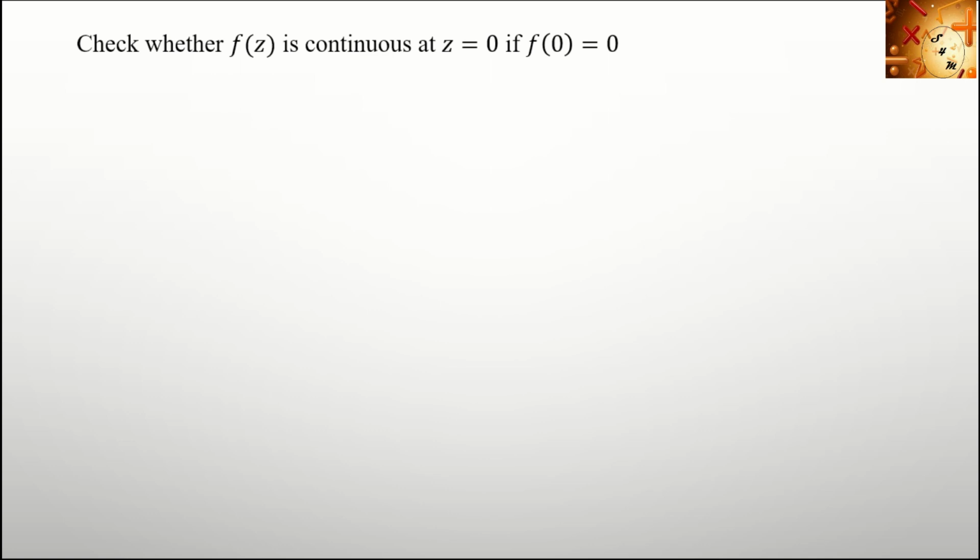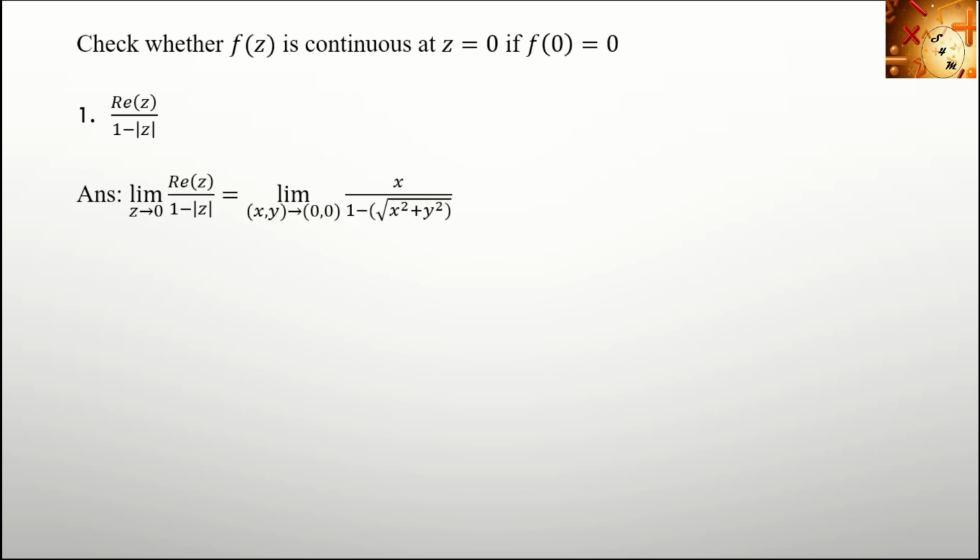Next, we are moving to some problems. Check whether f of z is continuous at z equal to 0, where f of 0 equal to 0 is defined. So we are moving to the first problem. The first problem is real part of z divided by 1 minus mod z. We are going to check whether this function is continuous at z equal to 0.